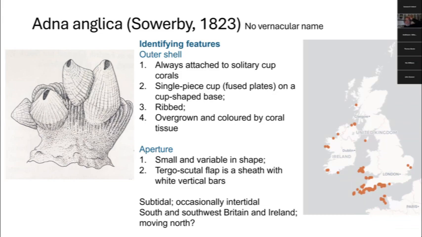This is a southern species, definitely in general. You do get it intertidally occasionally, but it's subtidal, basically. Its distribution is centered on the south and southwest Britain and Ireland. But I've been wondering if it's moving north, because we see it quite commonly around Rathlin, for example, and also up here in the Sound of Mull. It's quite common actually. We were seeing it a lot last year.